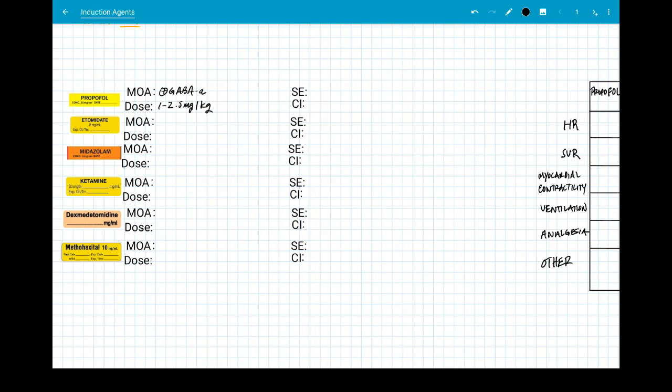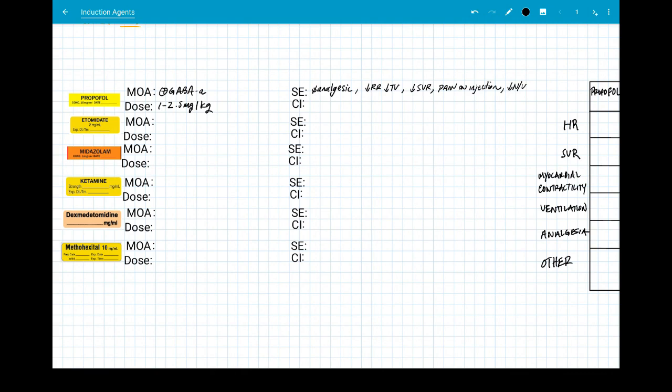Side effects, of course, these are all going to provide sedation, but one of the important points is that there are no analgesic properties of propofol. Along with sedation, it'll decrease your respiratory rate and decrease your tidal volumes. It's a potent vasodilator, so it decreases your systemic vascular resistance. And it can cause pain on injection. One of the beneficial side effects is it decreases nausea and vomiting.